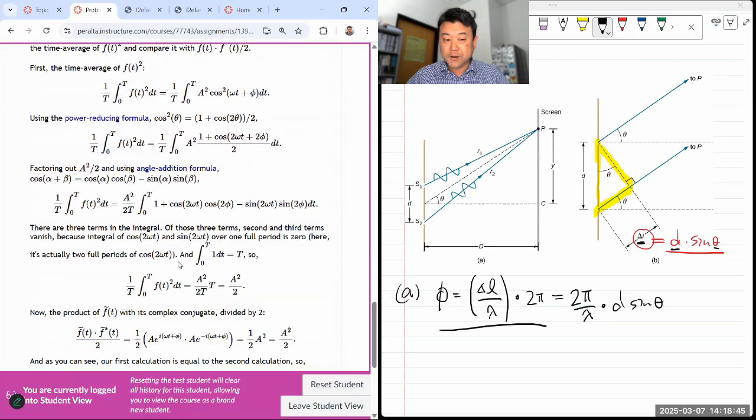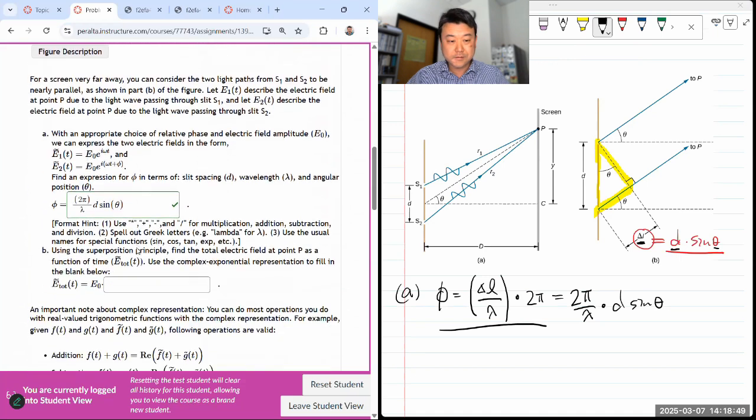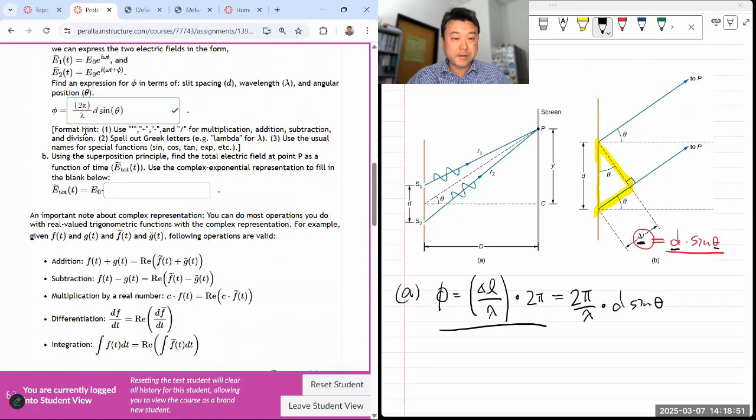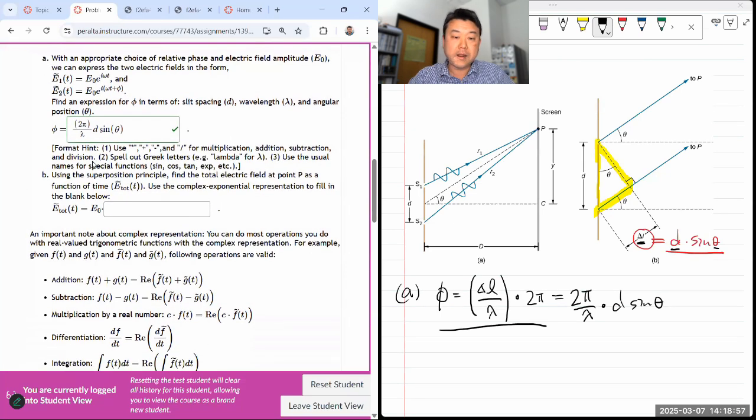When you submit one part, you're not submitting anything for the other parts. Very good. Okay. Let's keep going. Format hint. Using the superposition principle, find the total electric field at point P as a function of time, E total as a function of time. Use the complex exponential representation to fill in the blank below. As you look at this, look at the blank.